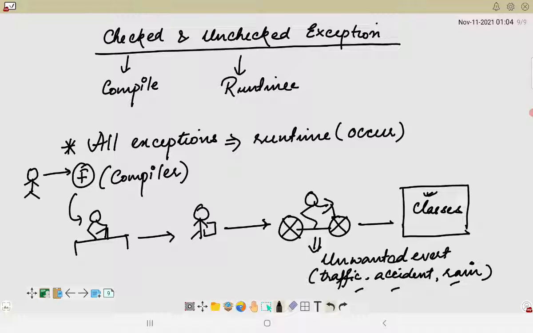So these events which happen at runtime cannot be checked by the compiler. Hence, the things which can be checked by the compiler during the compilation stage, before the execution of the program starts, are your checked type of exception. And whatever we cannot check during the execution of the program will be your unchecked or runtime exceptions.